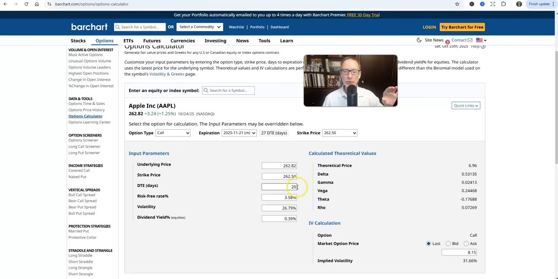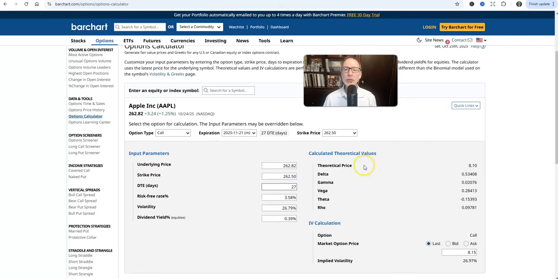Now you've just lost a few more days, and now it's down to $6.96. Stock price hasn't moved at all. So if you're going to concentrate on these shorter term expirations, you better make sure that that stock's going to move quickly, or else you're just going to give all your money away to daily decay. So let's bring this back to 27, and now it's back to $8.10.